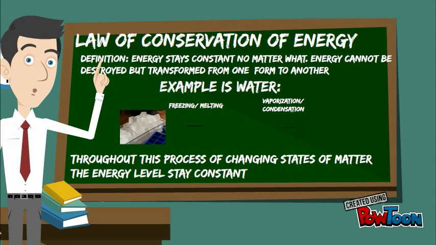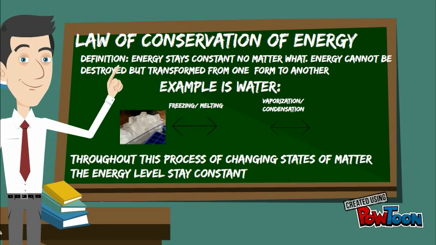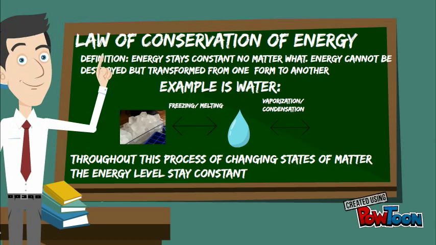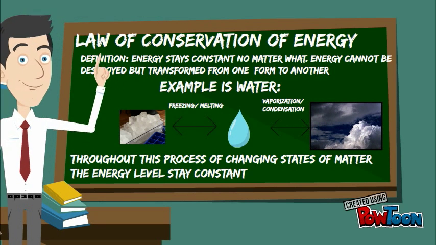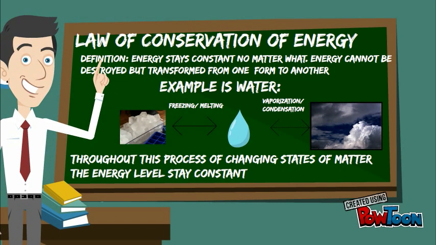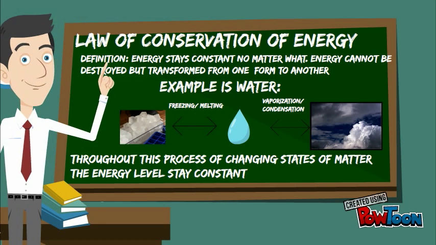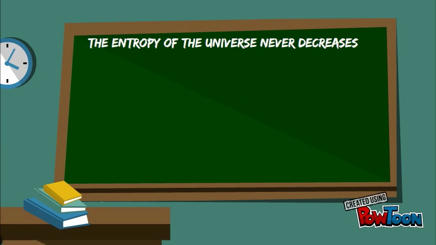The law of conservation of energy. Energy stays constant no matter what. Energy cannot be destroyed but transferred from one form to another. An example is water. Water can be frozen, melted, vaporized, or condensed into solid or gas, but throughout the process of changing states of matter, the energy level stays constant through the experiment.